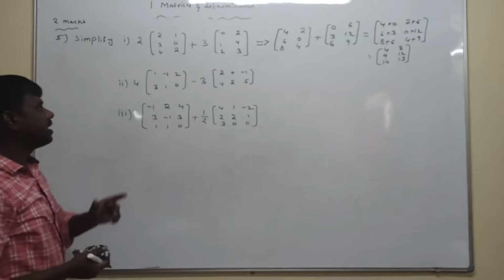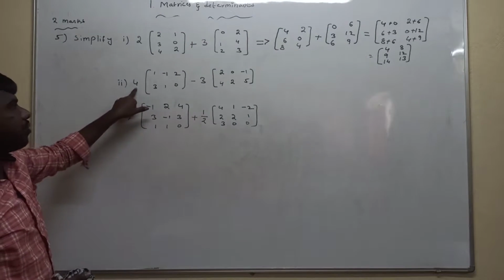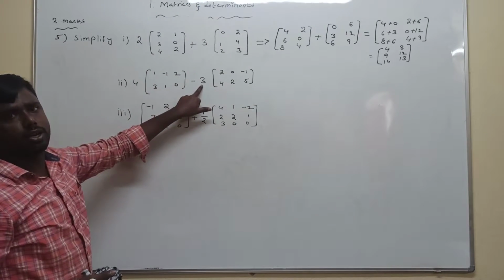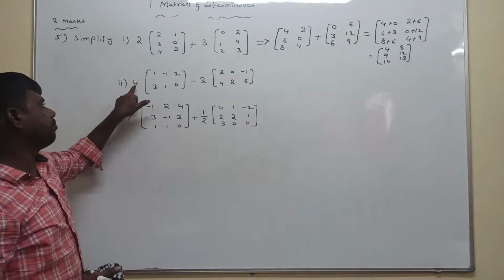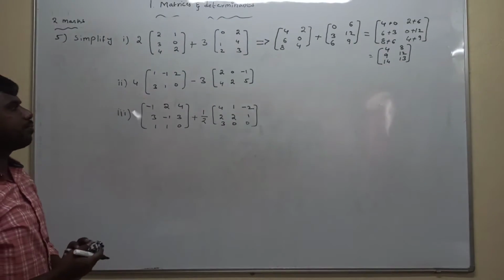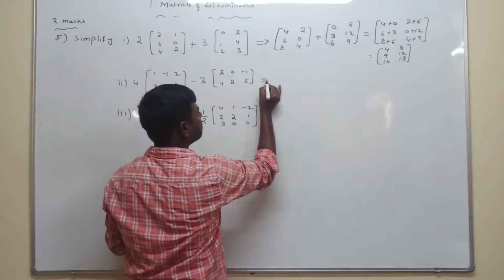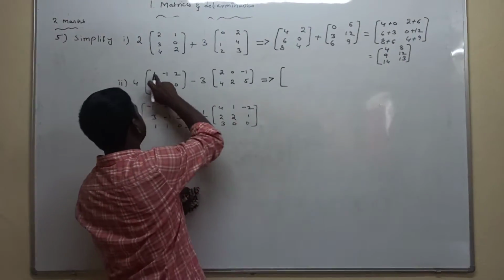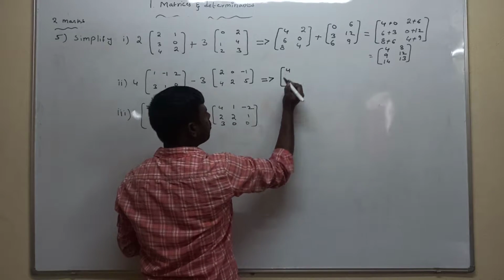See the second one. Here also there is a scalar element, 4. Here the scalar element is 3. First you multiply each element with 4, and in this matrix each element with 3. After that we are subtracting the corresponding elements. Observe here. Each element is multiplied with 4. So 4 into 1 is 4.